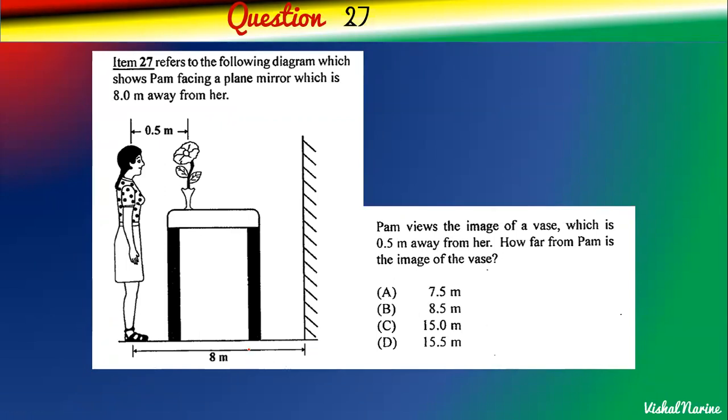So let's go through it together. We have a girl, her name is Pam, and she's standing 8 meters away from a mirror. She has a vase on top of a table, and the vase is 0.5 meters away from her. So the question is asking you, how far is Pam from the image of the vase? So let's try to find out first what is the distance from the vase to the mirror. So let's work along. Whenever you get an answer, you can just type it in. What is the distance from the vase to the mirror?